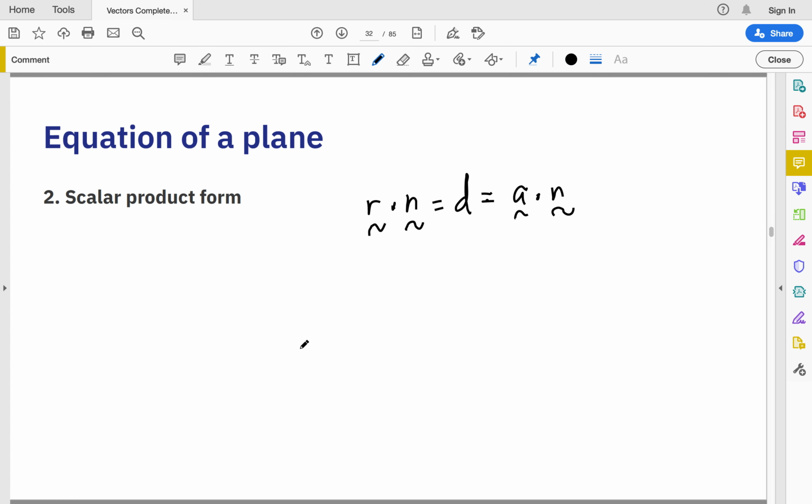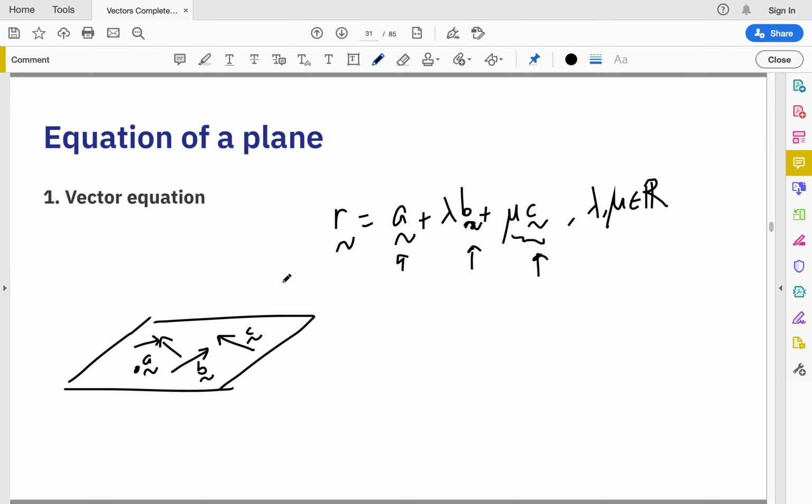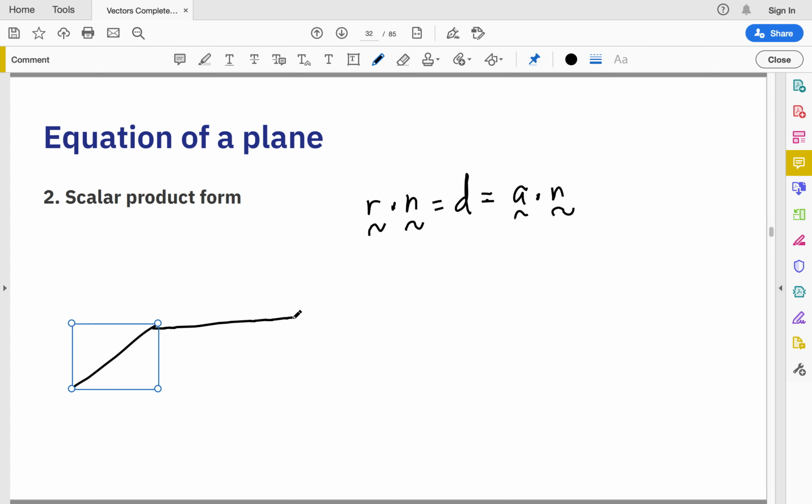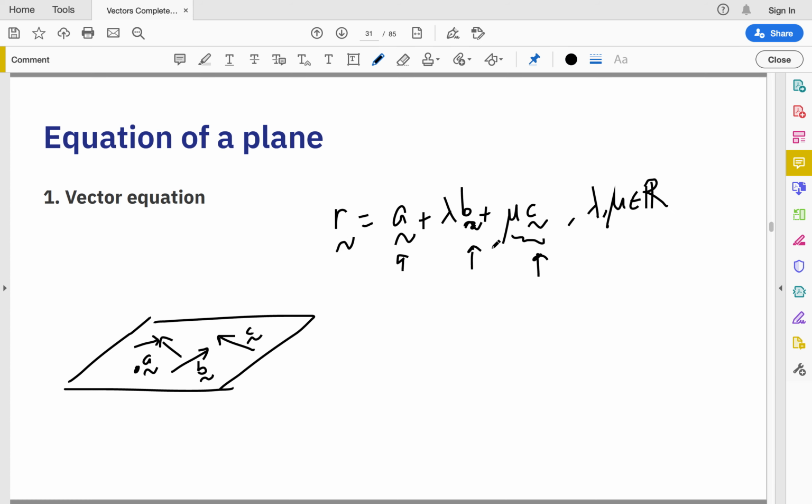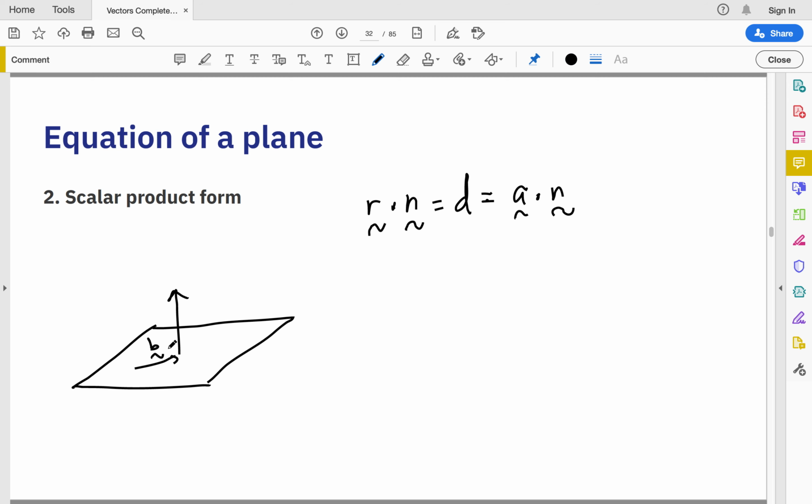Okay, so next we want to talk about scalar product form, because we know that with every plane comes a normal. So let's say we have a plane over here. A normal would be a vector that is perpendicular to this plane. And how do we do that? We know that if we cross two vectors, we are able to find the normal, right? So all we have to do is take just now's vector B and vector C, which are lying on the plane, and cross them together. So B cross C should give us our normal vector.